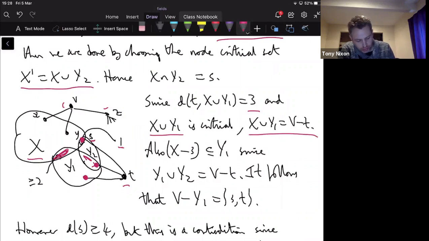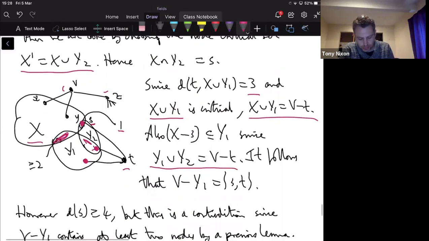And we also know that X minus S must be contained in Y1, because it was also true that Y1 union Y2 is equal to V minus T. So if you put those 2 facts together, V minus Y1 is exactly this pair of vertices S and T. So it's exactly S and T if you just take Y1 away from V. Okay?